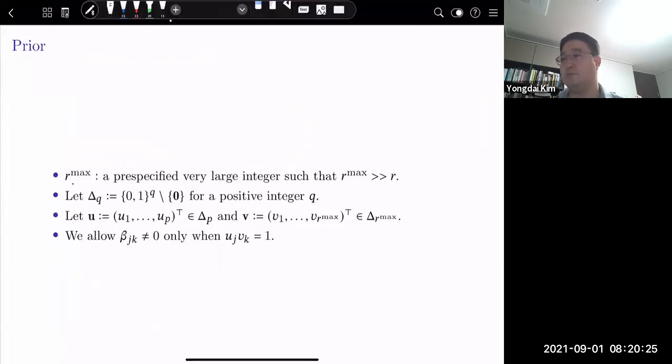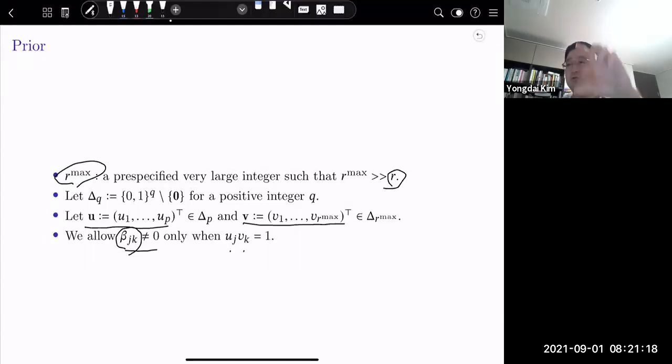First, we choose Rmax, which is a very large integer such that the true factor dimensionality is much smaller than this large integer. And the choice of this integer is not important because it does not affect any theoretical properties. It's for computation. Actually, we choose Rmax like 100 or something, and we need two binary vectors, a p-dimensional binary vector and an Rmax-dimensional binary vector, and we allow that a factor loading can be non-zero only when u_j times v_k is 1.